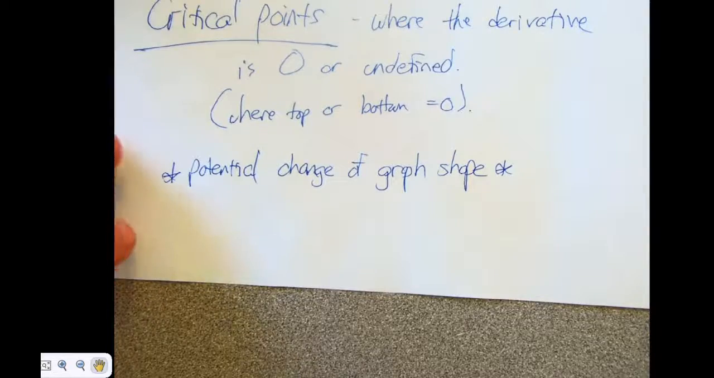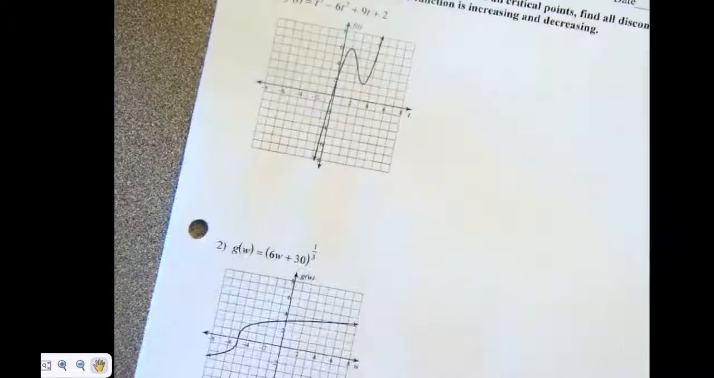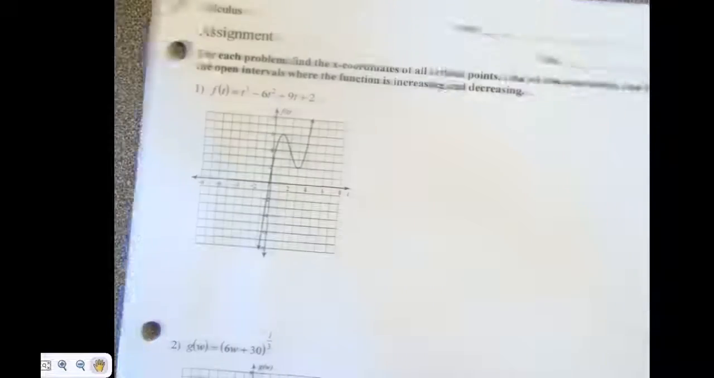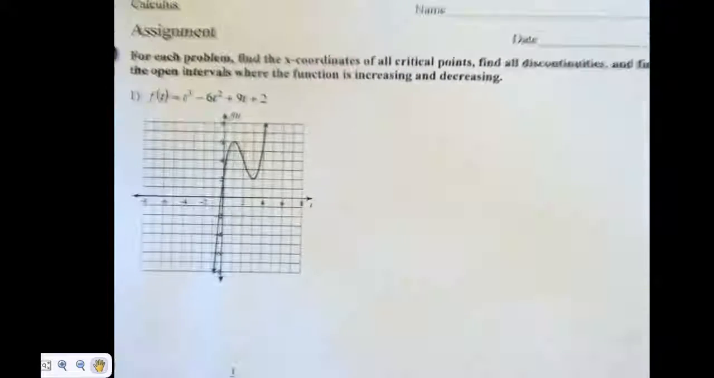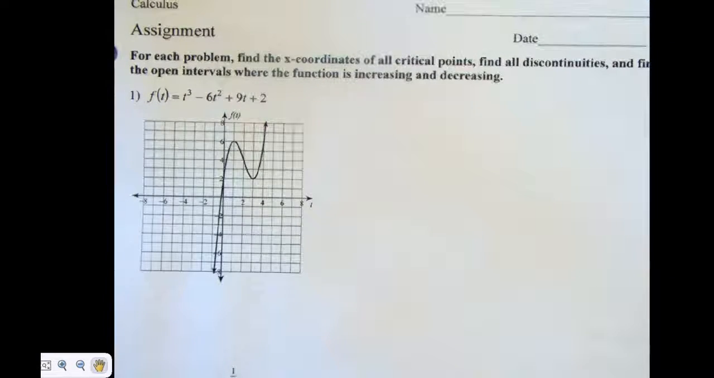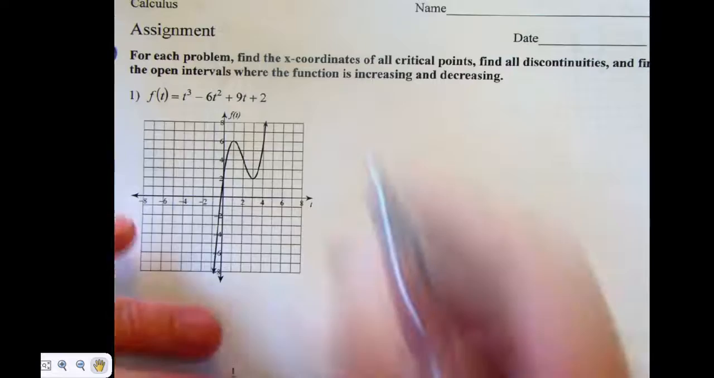So if we go to the problem, I'm going to find critical points first. So I'm going to take the derivative and set the top and bottom equal to 0. Most of the ones in here, well, there's some of them, some of them don't have a bottom.